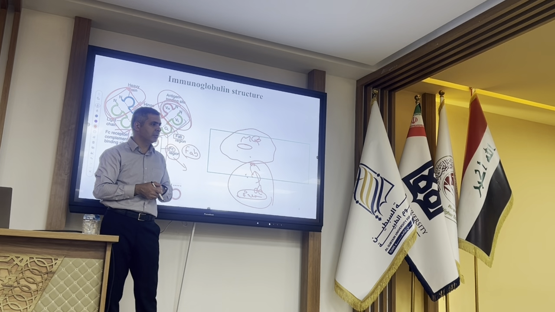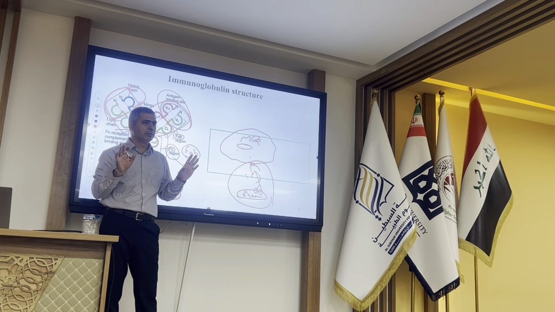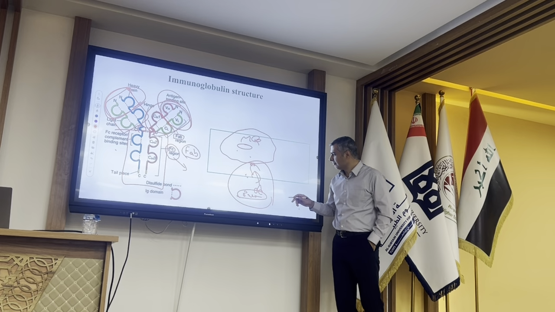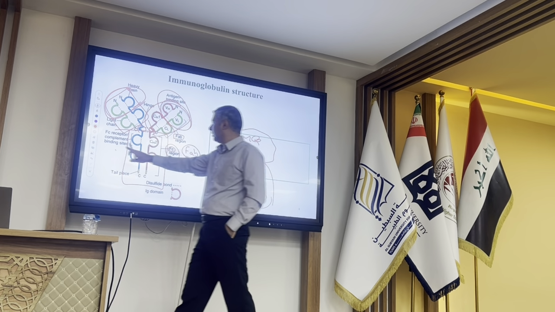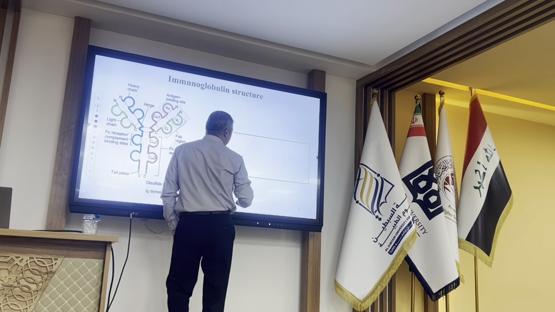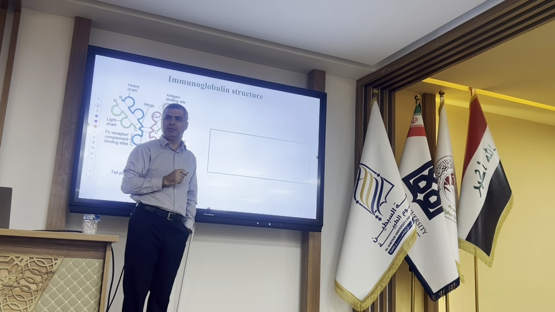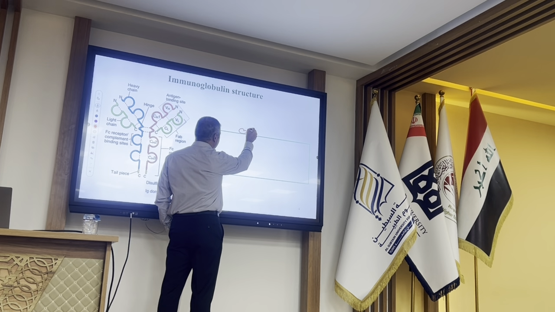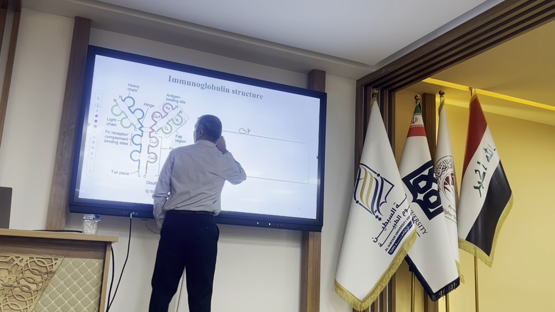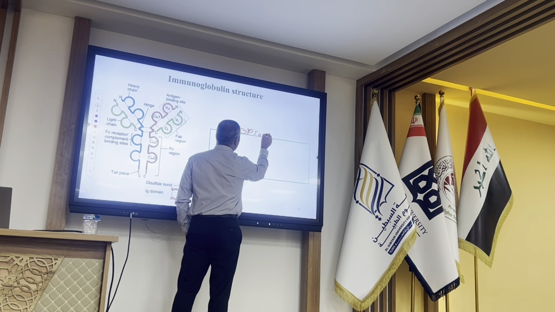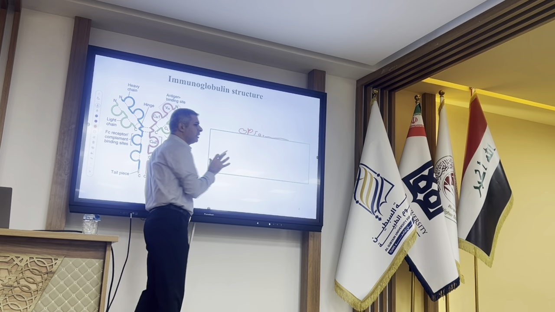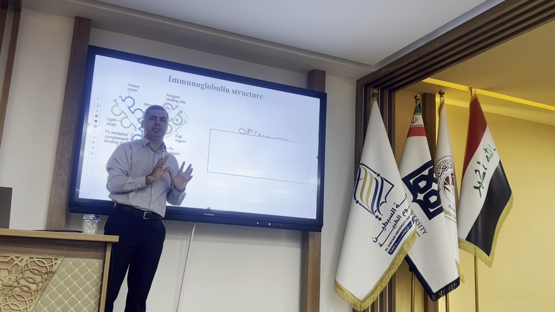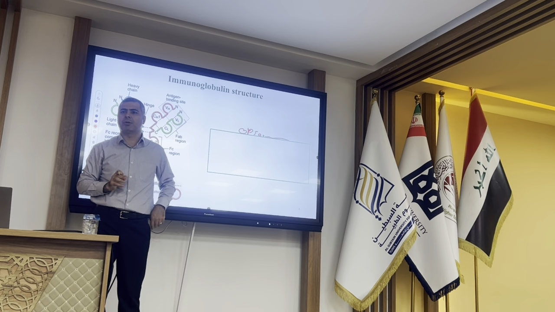Okay? Clear or not? It sounds not. I'll explain it to you. I have to use different colors, I think. So, I'm talking about one function of antibody. One function of antibody is opsonization, okay? Opsonization means making a particle, a bacteria, delicious for phagocytosis, or anything that facilitates phagocytosis.